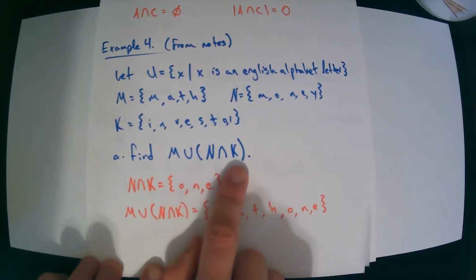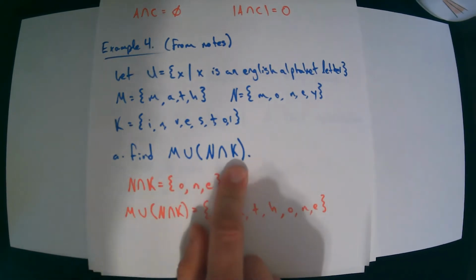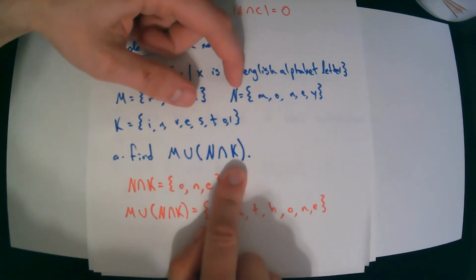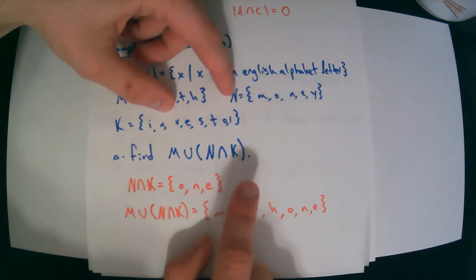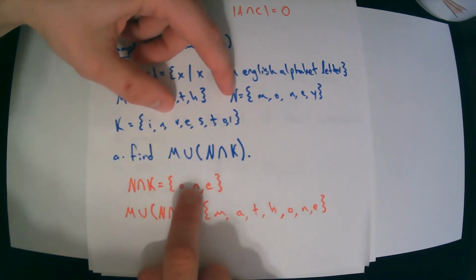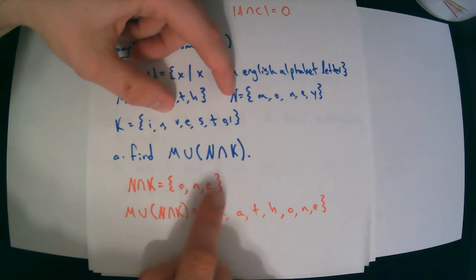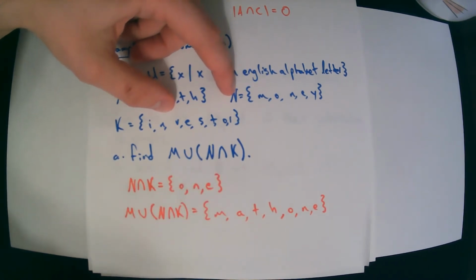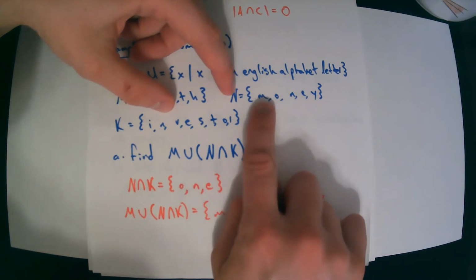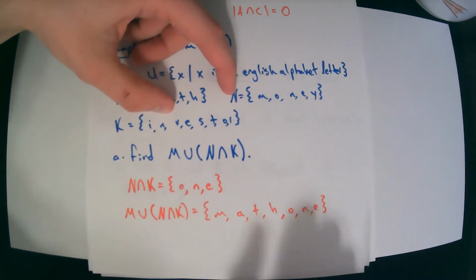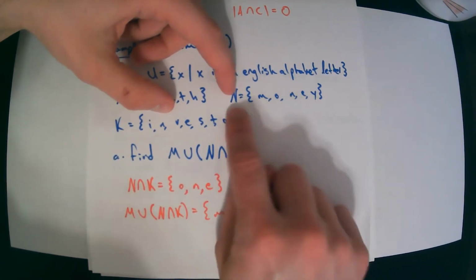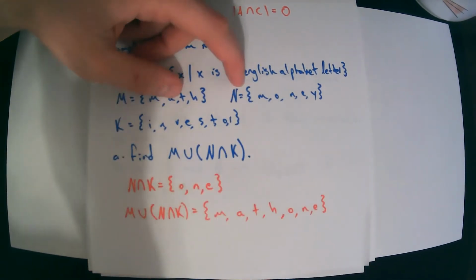N intersect K. That means finding the common ground between this set and this set. And I found it to be the letters O, N, and E, because those are the only 3 letters they're sharing there. So they don't share the M, they don't share the Y, and that's it. So you can start by comparing with the smaller set, right? Makes it easier.